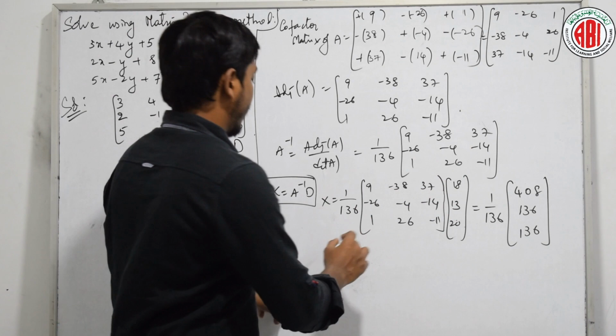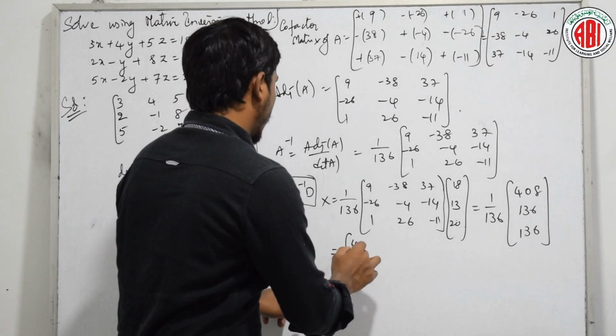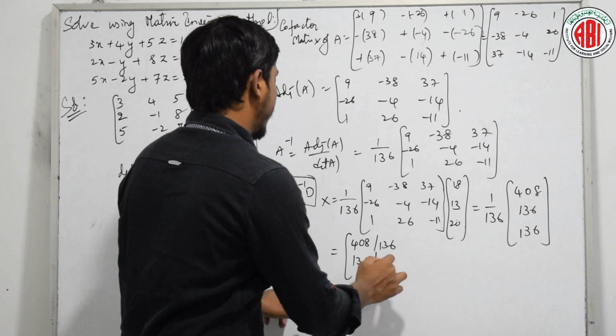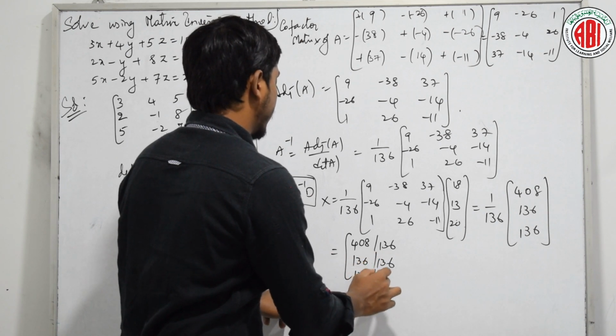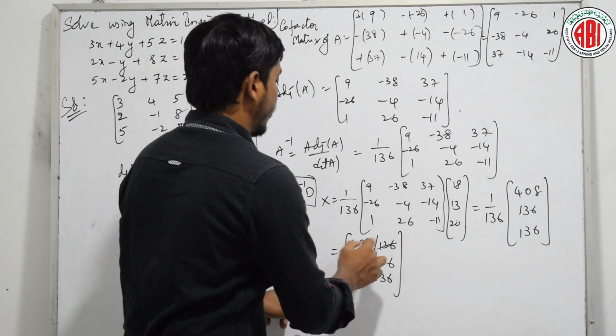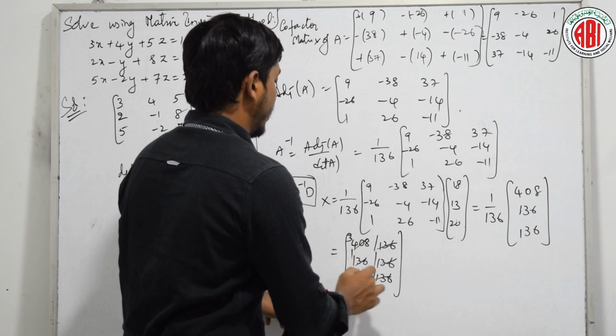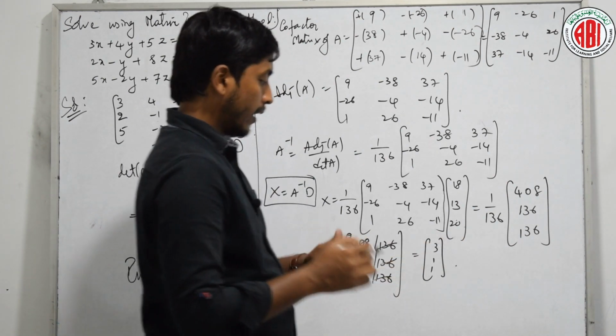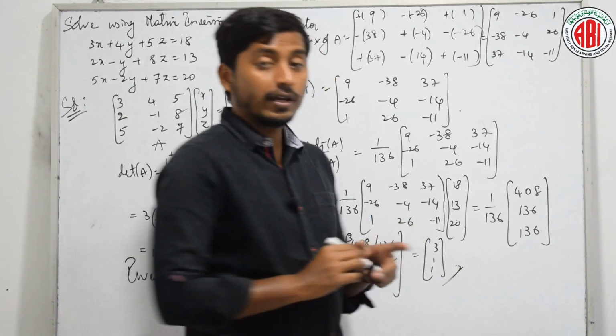Now multiply 1 by 136 to inside. 408 by 136, 136 by 136 and again 136 by 136. These 3s both cancel, these both cancel. Answer is 3, 1, 1. Is it clear? Did you get the answer?